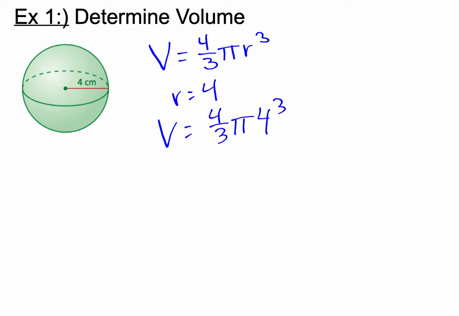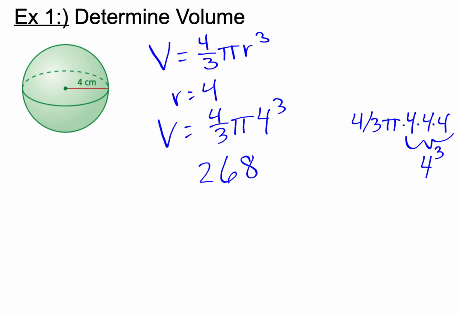So going to my calculator, just typing in 4/3 pi times 4 to the 3rd power. If you don't know how to do 4 to the 3rd power on your calculator, it could be typed in 4/3 pi times 4 times 4 times 4, because times 4 times 4 times 4 means the same thing as 4 cubed, 4 to the 3rd power. And this comes out to give us a volume of 268.08, which I'll just round to 268 centimeters cubed.